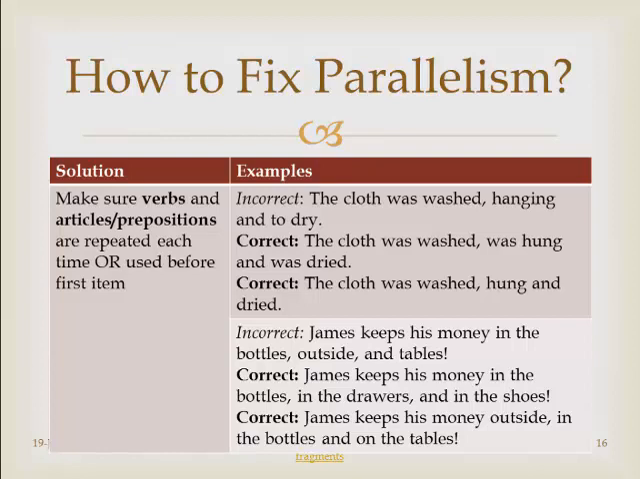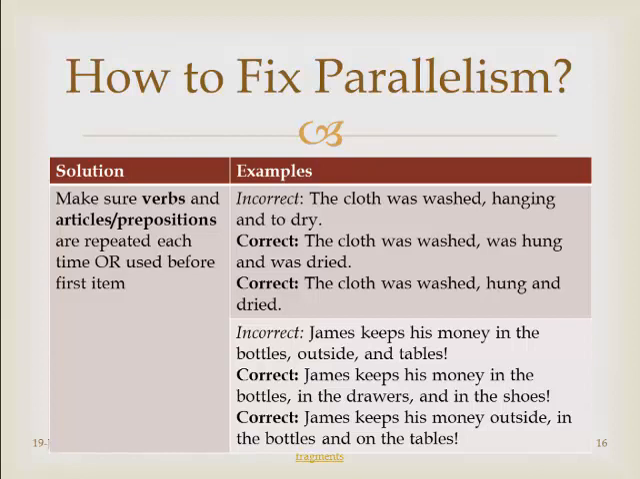So, the cloth was washed, it was hung, and was dried. So you repeat the verbs part. Okay? Or you can say the cloth was washed, hung, and dried. So you only have the verb right before the first item. But basically, you are saying the cloth was washed, the cloth was hung, the cloth was dried. Alright? Okay, another example. James keeps his money in the bottles, outside, and tables.